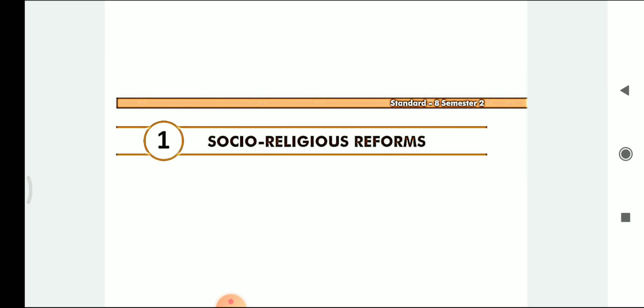Raja Ram Mohan Roy requested the British government to legally ban the sati system, and so in 1829, British governor Lord William Bentinck framed a law banning the sati system. Thus, in the 19th century, Raja Ram Mohan Roy laid the foundation of the new awakening with social, religious and political reforms. The very next reformer is Swami Dayanand Saraswati.